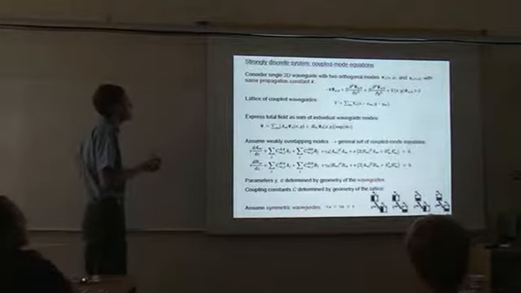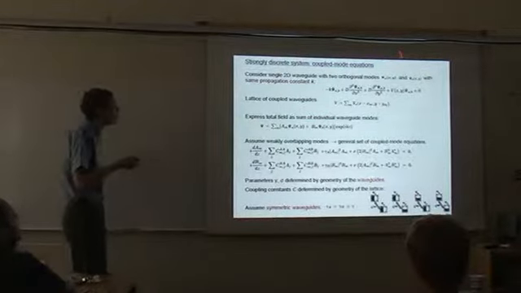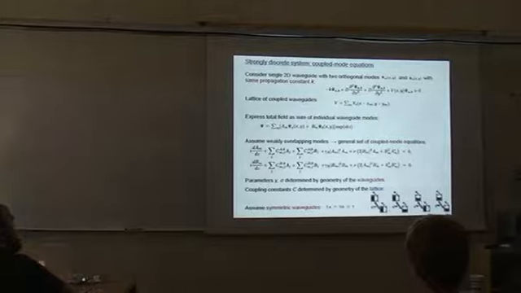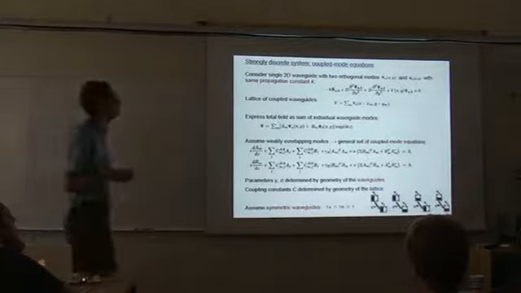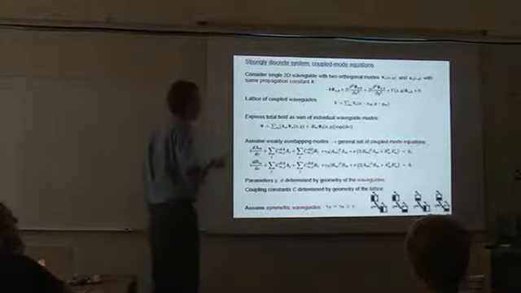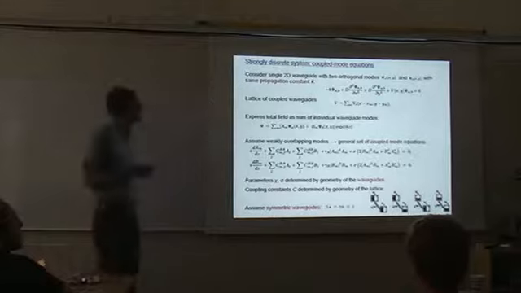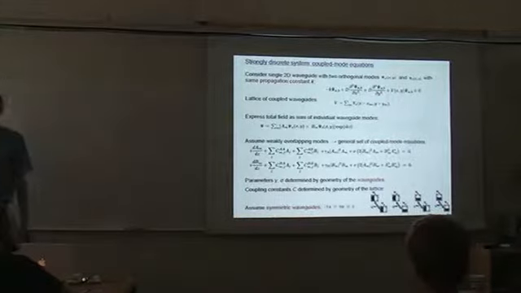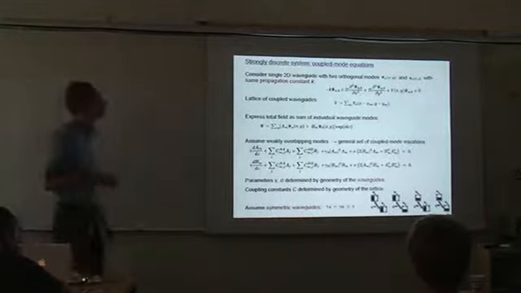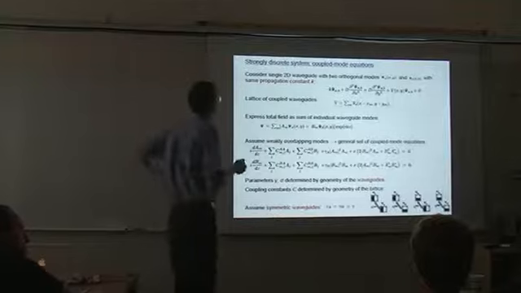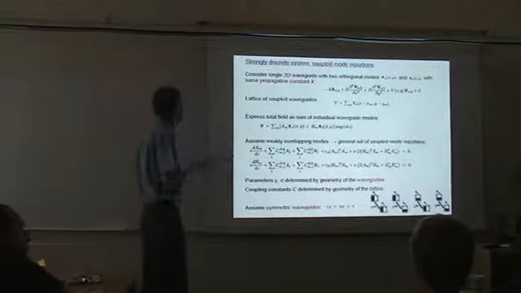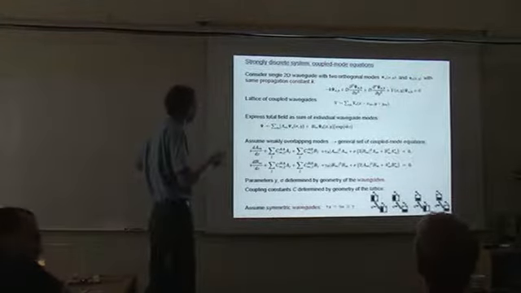Okay, so the approach that we use then is to consider essentially a system which is strongly discrete, and we will use the coupled mode theory, which essentially is a standard technique in nonlinear optics, and it's very, very similar to tight binding approaches in condensed matter theory. So essentially what you do is that you assume that you have a single two-dimensional waveguide.